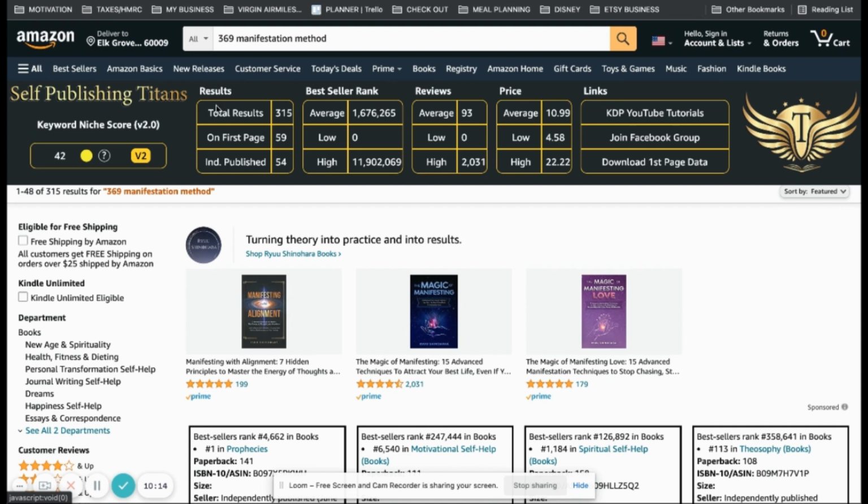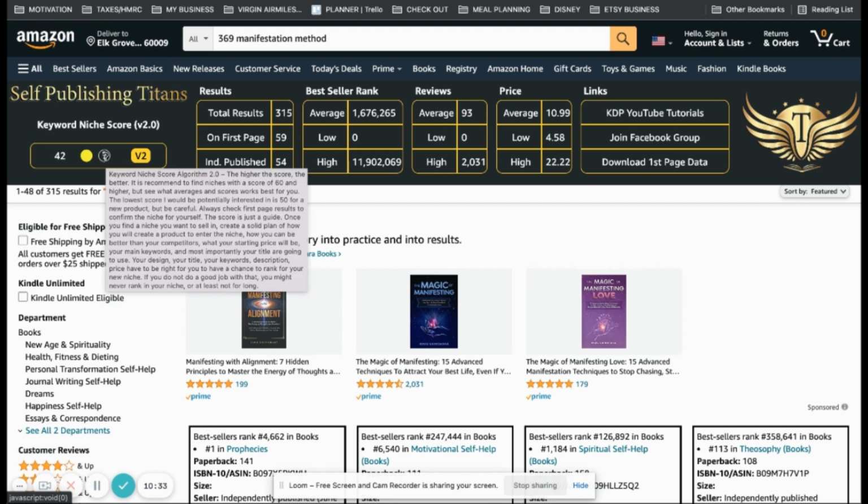Just to say, I do have the Self-Publishing Titans Chrome extension. That's free as well. And this is meant to let you know, basically, whether this is a reasonable niche to go into. Look, it gives you the information here. So the higher the score, the better. We recommend you find niches in scores of 60 and higher, but see what the average scores work best for you. The lowest would be 50, but be careful.